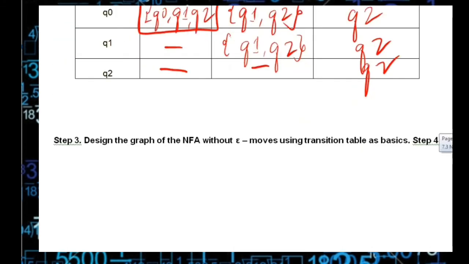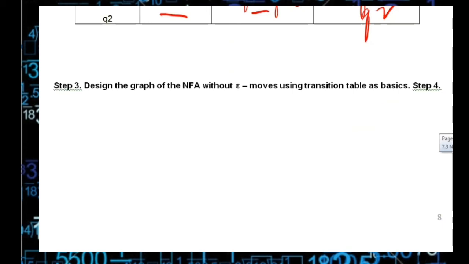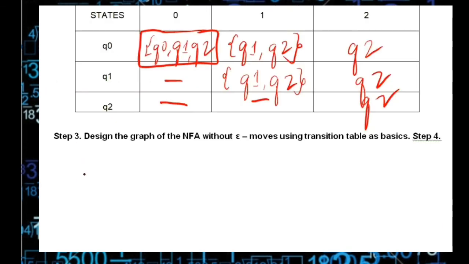The next, design the graph of NFA without E-moves using the transition table above. Okay. So, kung ano yung starting state at final state ng ating NFA with E-moves, siya rin ang magiging starting state at final state sigurado ng NFA natin without E-moves. First, draw our diagram. So, arrowhead pointing to Q0. Ayan. Okay?